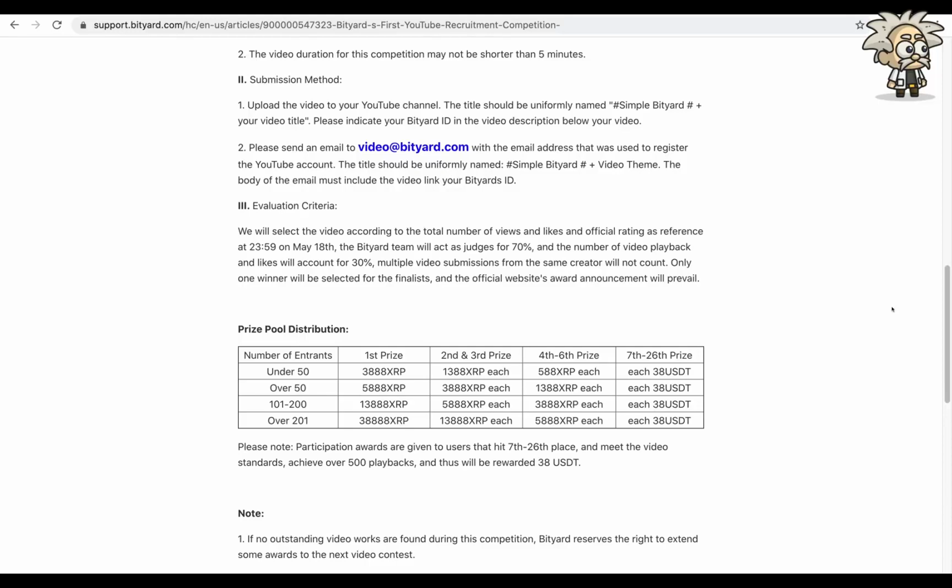The prize pool distribution: under 50 entrants, first prize almost 4,000 XRP, second and third prize a little over 1,300, fourth and sixth almost 600, seventh to 26th each about 38 USDT. Going all the way up to over 201 number of entrants, the first prize is going to be almost 39,000 XRP, second and third prize almost 14,000, fourth to sixth almost 6,000 XRP, and the 7th to 26th each about 38 USDT. Please note, participation awards are given to users that hit 7th to 26th place and meet the video standards, achieve over 500 playbacks, and thus will be awarded 38 USDT.